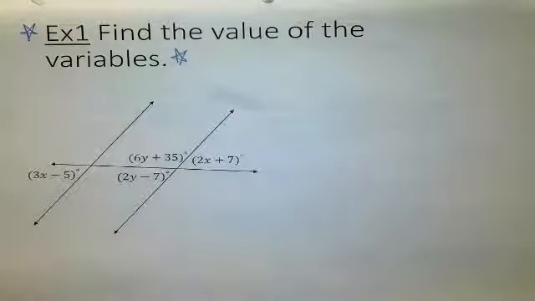Find the value of the variables. So they really want us to find the value of X and Y. They have questions like this on the ACT. But they're not going to ask just find the value of X or find the value of Y. It's always going to be like find the measure of angle ABC. So you always have to plug that value back in and figure out what it is. So they're always going to ask you that one extra step.